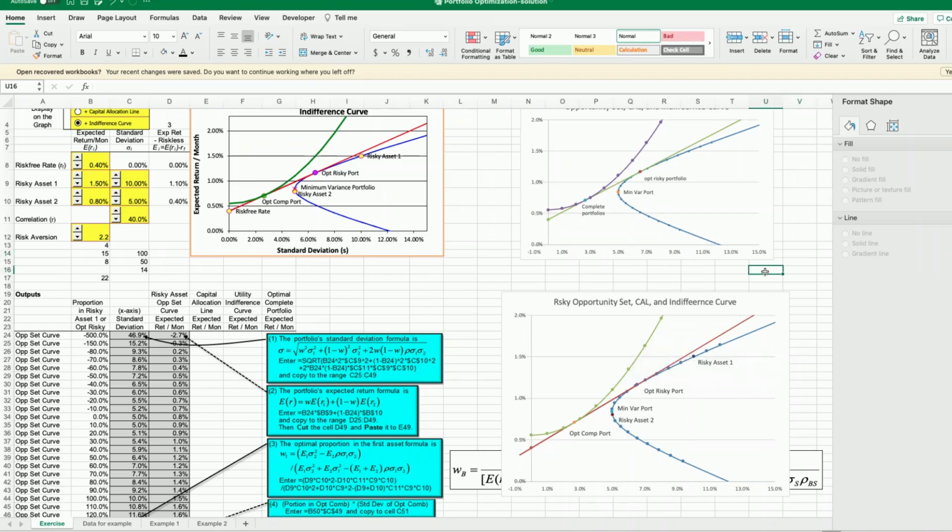So that will basically complete the application of the curve, and also I explained what the model did here, and hopefully that's helpful for you to understand the portfolio optimization modeling.